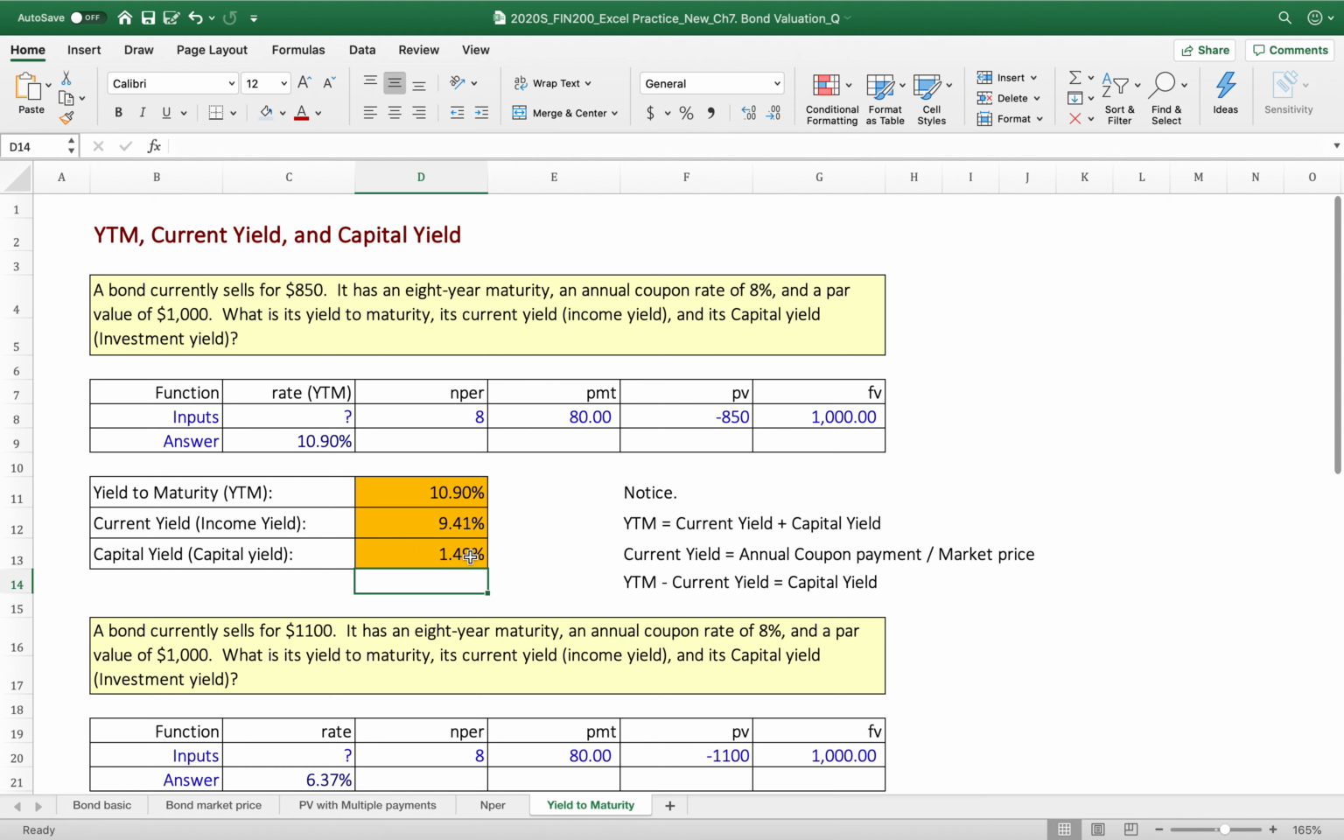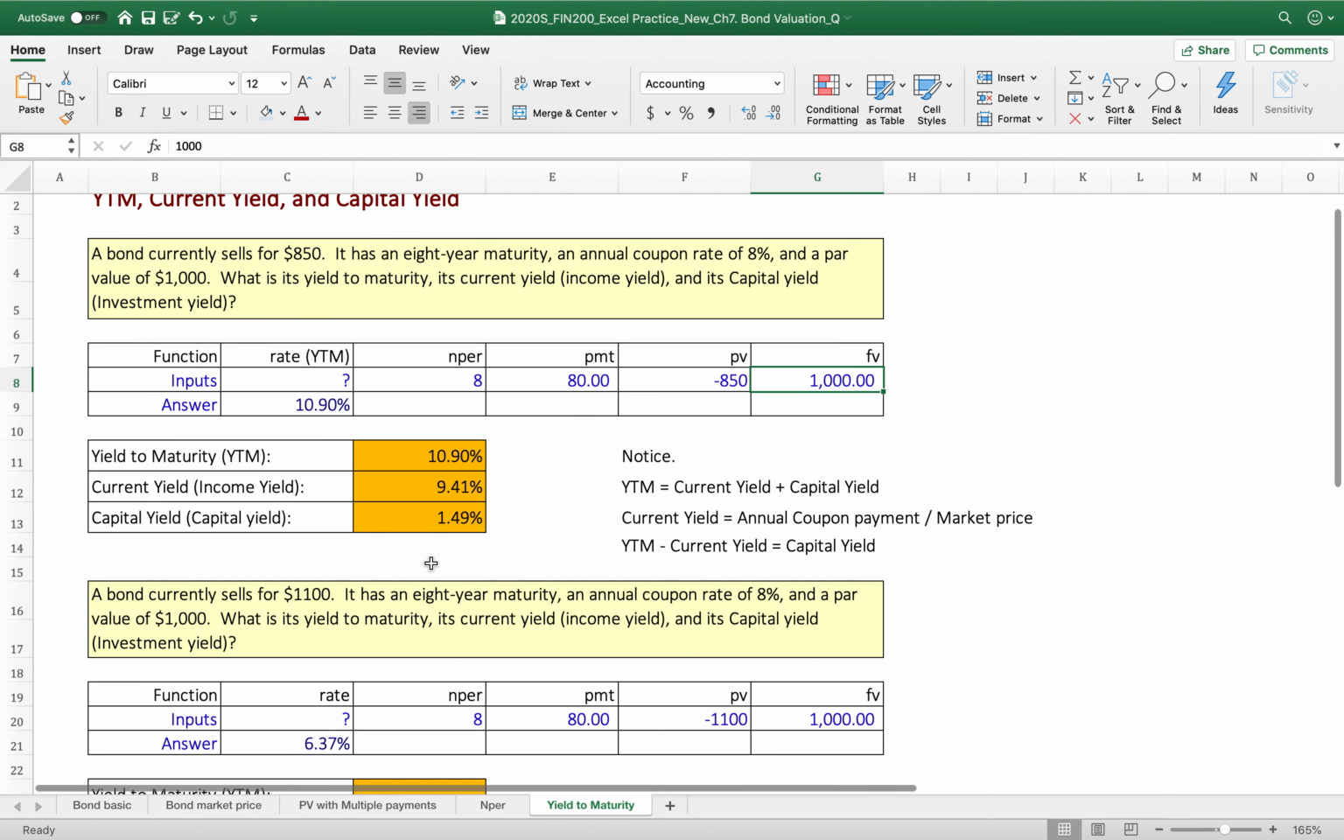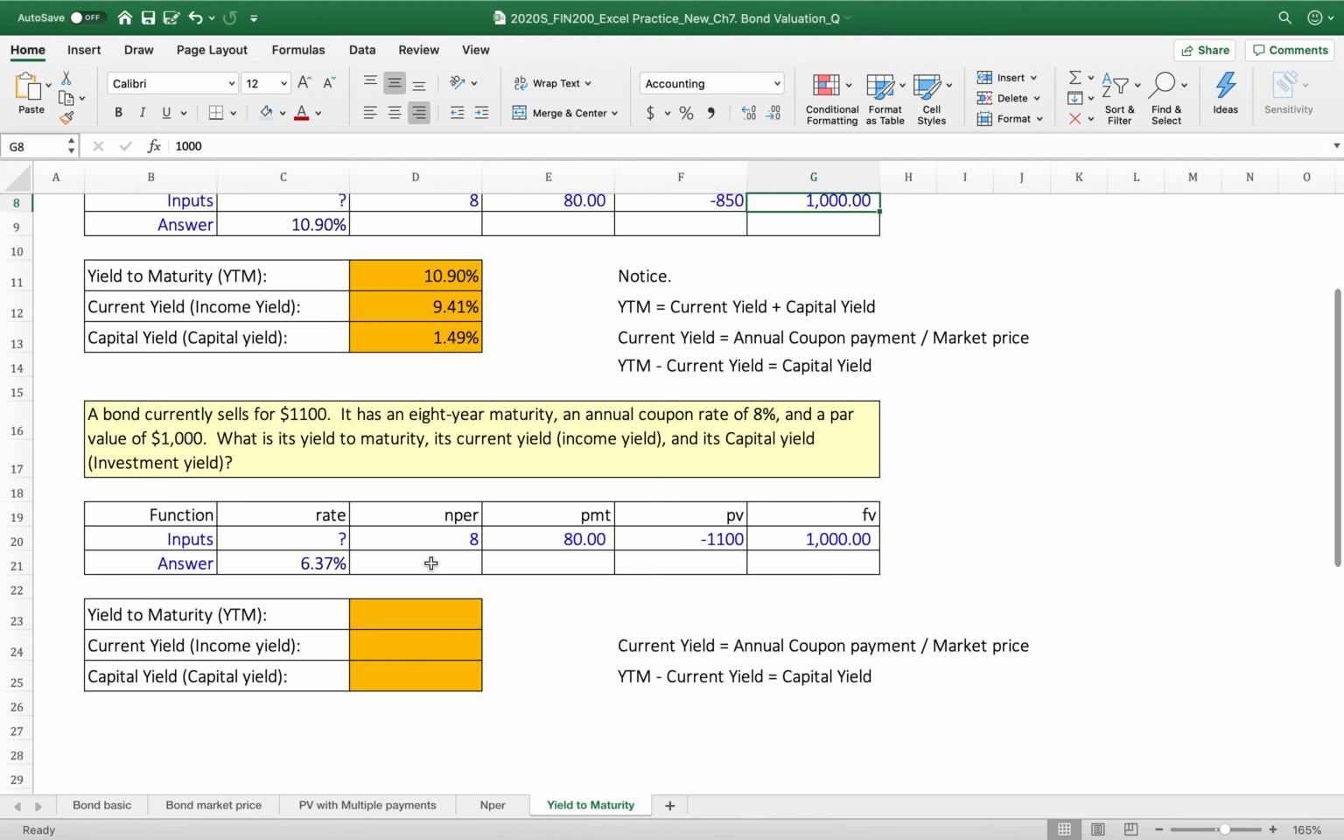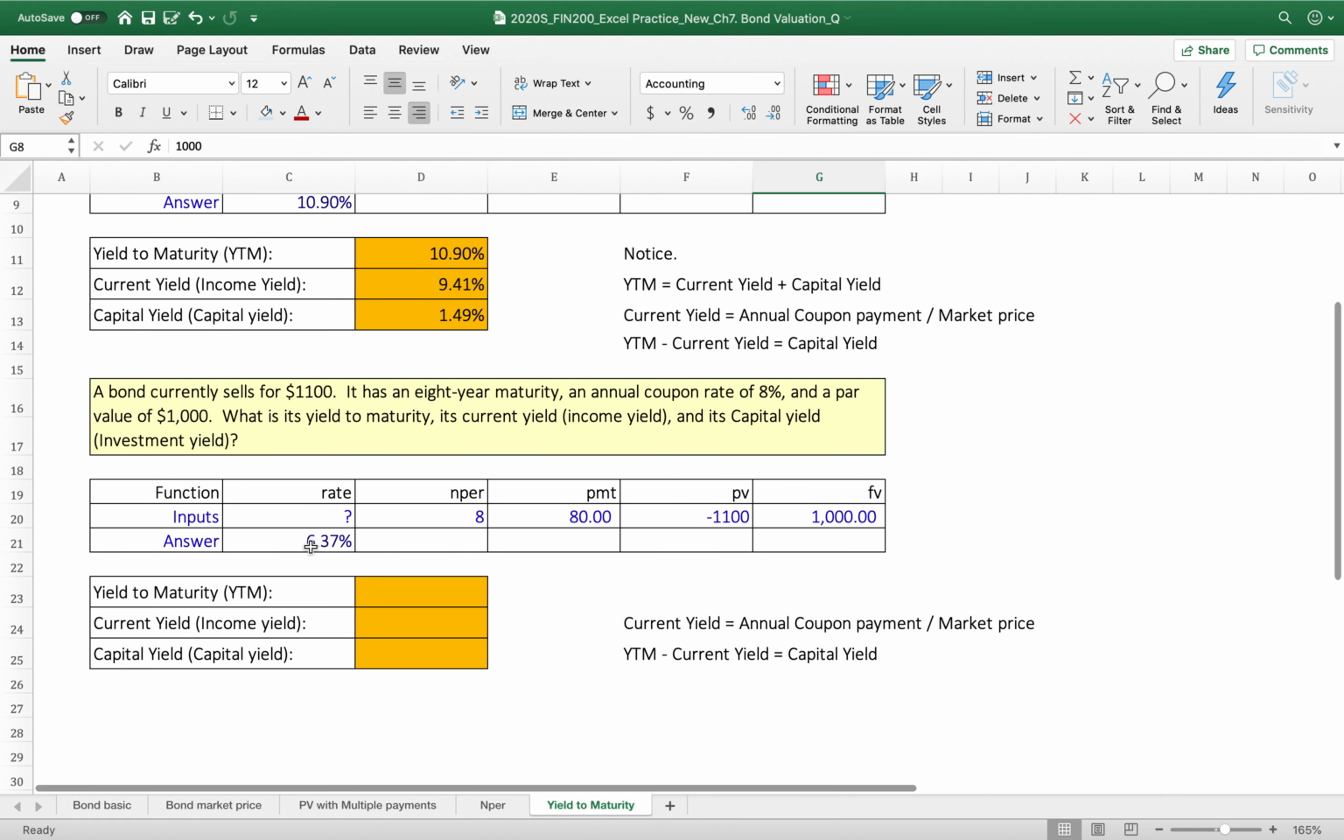Why is the capital yield positive? Because the investors invest $850 in this bond, but the investor will receive $1,000 at maturity. The difference, this 150 over 8 years, is the annual capital yield. Did you guys understand?